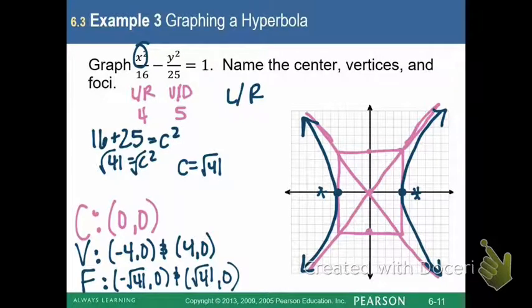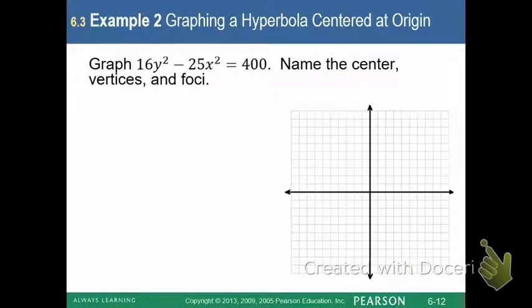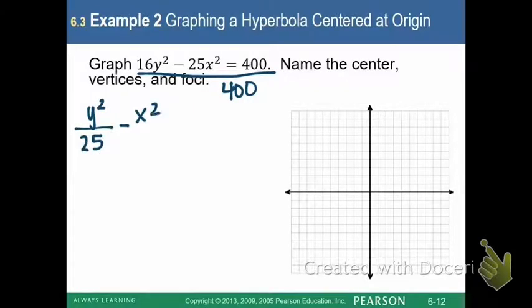Okay. Let's draw another one here. Okay, so we're going to start by changing up my equation a little bit, right? I don't have my fractions that I need. Also, this has to be equal to 1, so that's why I'm going to divide by 400 so that on the right-hand side it does end up equaling 1. So when I simplify these fractions here, I will have y squared over 25 minus x squared over 16 equals 1.